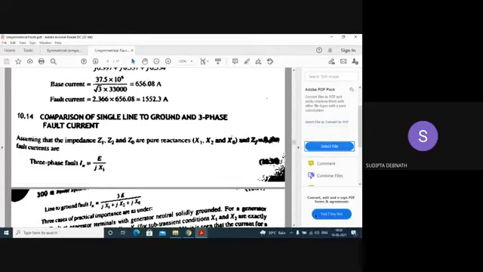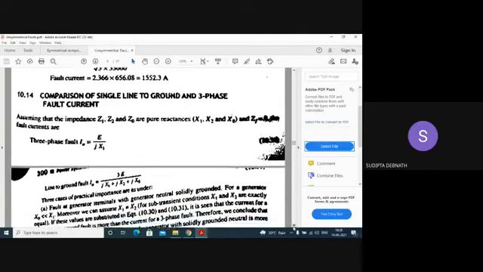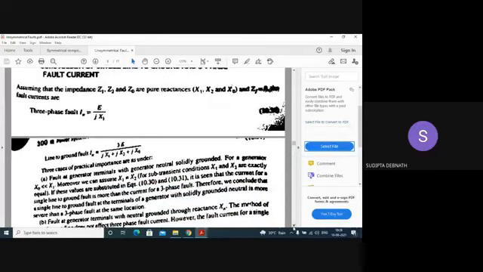Now, see, faults at generator terminals with generator neutral solidly grounded. For a generator, what is the condition? Generally, the zero sequence reactance is very less compared to the positive sequence and negative sequence, and the positive and negative sequence reactances are equal. So some approximation is done. We are neglecting this one, and instead of writing X1 plus X2, we are writing twice X1. So the expression is coming 3 by j2X1.